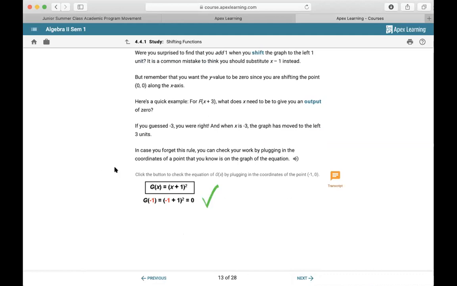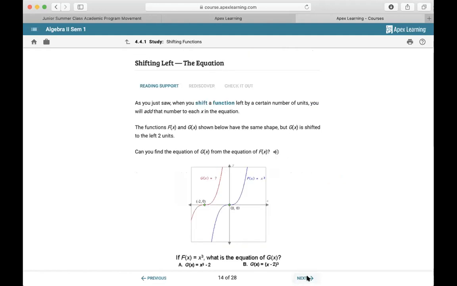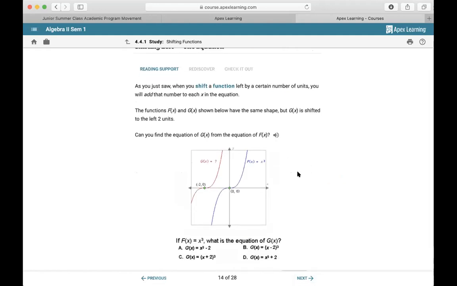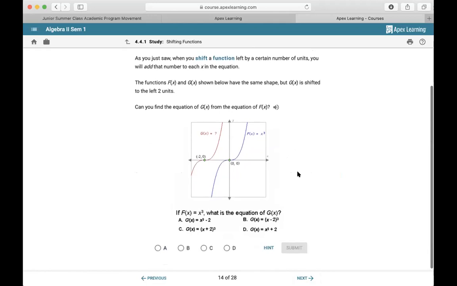Now, this gave you another example here for f of x plus 3. What does x need to be for the output to be 0? It needs to be negative 3. So when x is negative 3, the graph has moved 3 units to the left, or you're at the coordinate (-3, 0).